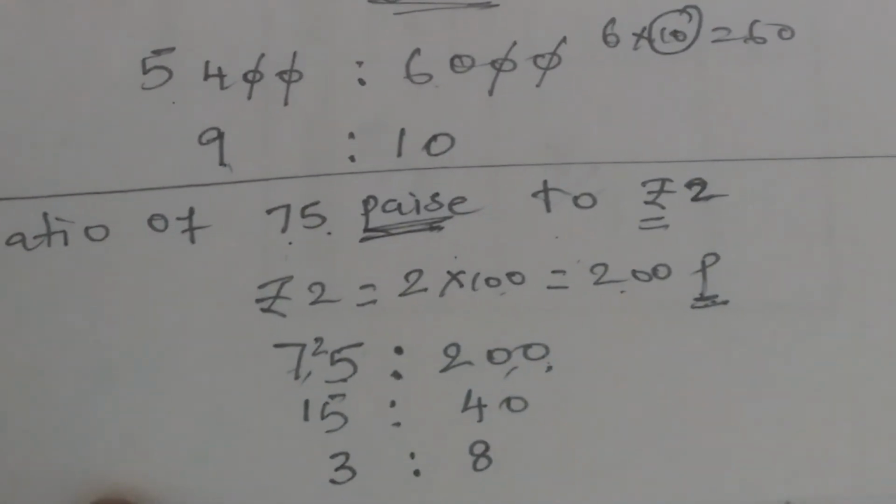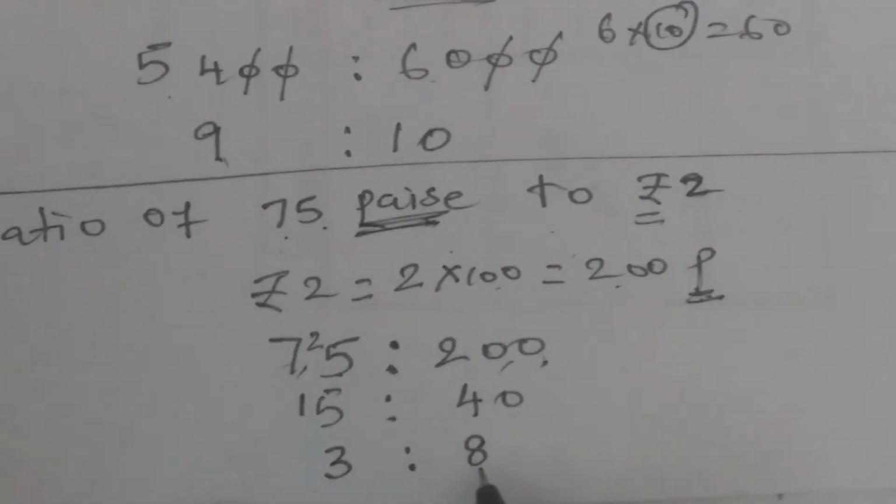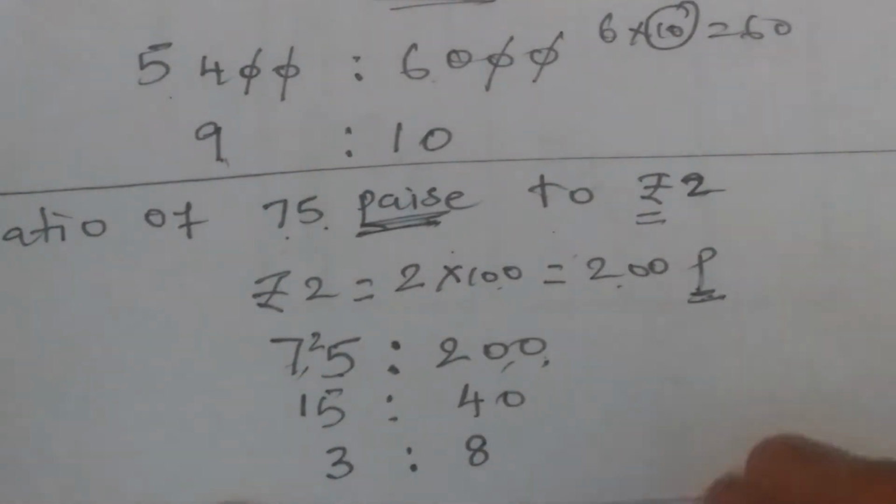Now 3 and 8. Do they have a common factor? That is, do they both come in the same table? 3 and 8? No, 3 is an odd number and also a prime number. It comes only in 3 tables. And 8 comes in 2 tables and 4 tables. But still, there is no common factor. Both the numbers do not come in the same table. So it is in the simplified form or simplest form. That's all. The sum is over for us.